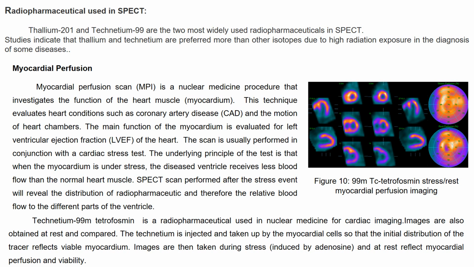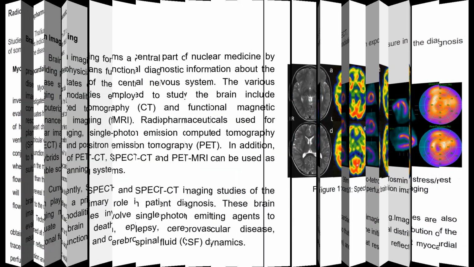Technetium tetrofosmin is a radiopharmaceutical used in nuclear medicine for cardiac imaging. Images are also obtained at rest and compared. The technetium is injected and taken up by the myocardial cells so that the initial distribution of the tracer reflects viable myocardium. Images are then taken during stress and at rest to reflect myocardial perfusion and viability.